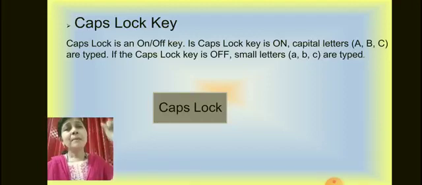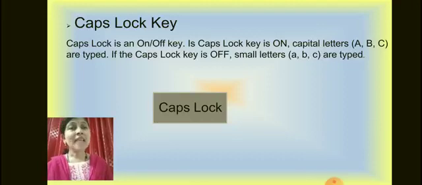If you press the caps lock button again, the caps lock will be off. Then when you type the keys of the alphabets, you will see small letters, small letters A, B, C, on the monitor. So this caps lock key is an on and off key.